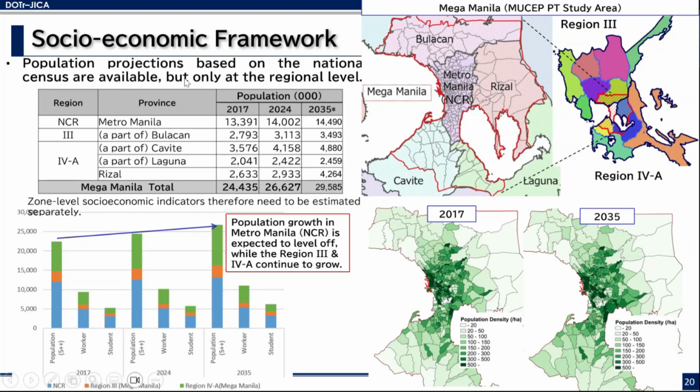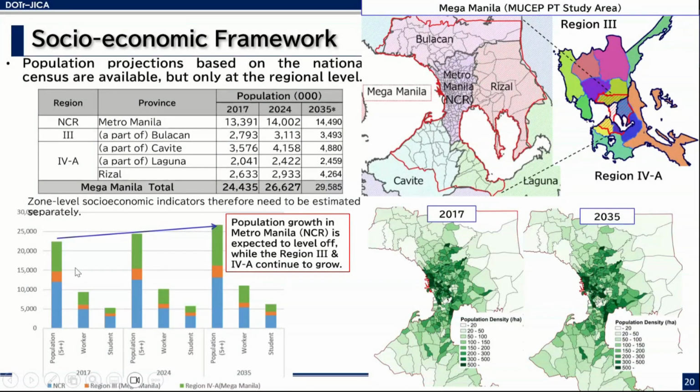And for the population projection and the population in 2035, the national census conducted the projection, but only at the regional level projection was available. According to this result, population growth in Metro Manila, this blue color, is expected to level off. So the population was not so changed from 2017 to 2024, 2035.